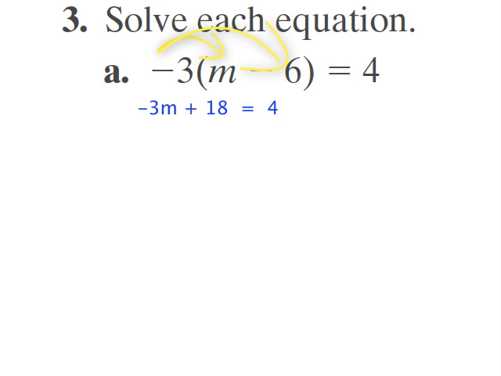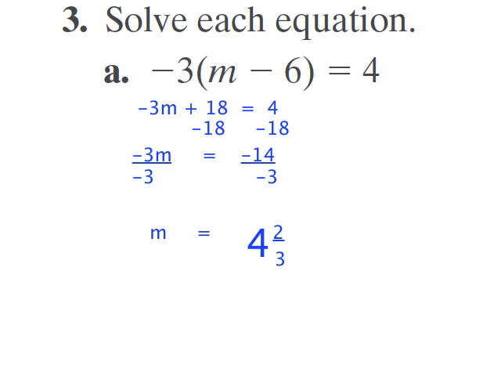Next, we'll have to subtract 18 from both sides. On the left, we're left with -3m. On the right, -14. 4 minus 18 is -14. Now we're ready to divide both sides by -3. -3m divided by -3 leaves us with m. -14 divided by -3 would be 4 2/3.